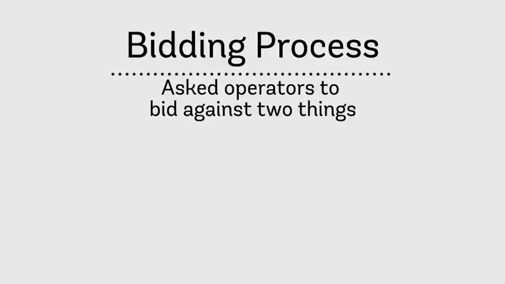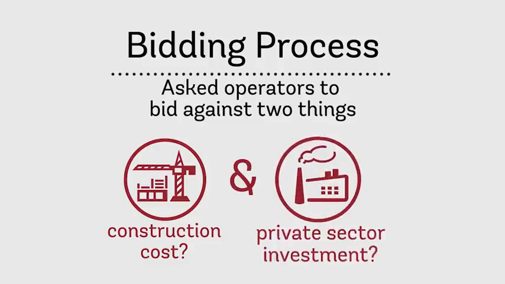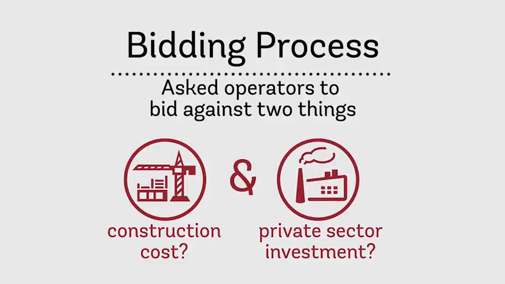So the question is, how did we make sure there was value for money for that grant and that we were getting the best value for government? So in the bidding process, we asked the operators to bid against two things. Firstly, their construction costs, so the cost of the investment to reach the service level that we required. And secondly, how much was the private sector willing to invest? We had an idea from our market sounding and from our financial analysis, but we wanted them to really say how much they were able to invest.